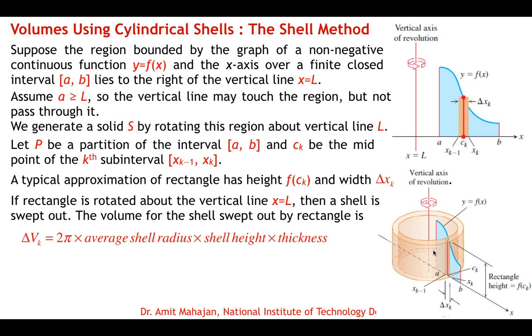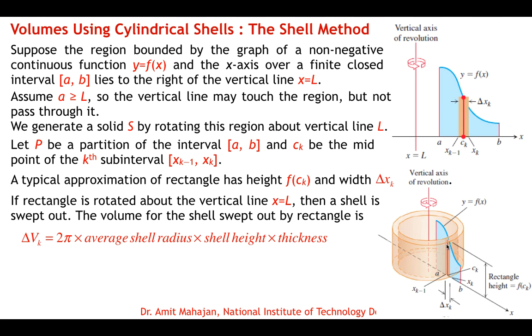The volume of this cylindrical shell will be the circumference, which is 2 pi r, times the area of this rectangular region. So that is circumference times shell height times thickness. You can see that the thickness is xk minus xk-1, so this thickness is delta xk. So the volume of this cylindrical shell is 2 pi times the shell radius, which is the radius from x = L to this point, times the shell height, which is f(ck), times the thickness delta xk.